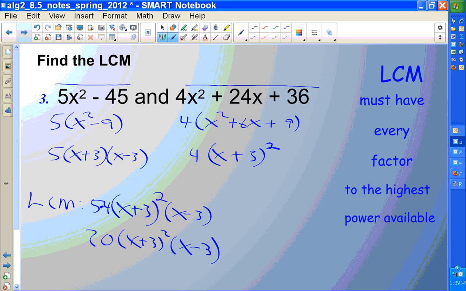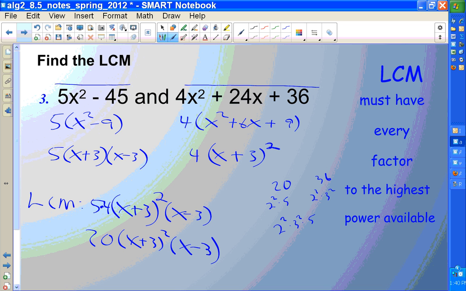If you have a 20 and a 36, you want to know what's the least common multiple, what's the smallest number they both go into. This is 2 squared times 5. This is 2 squared times 3 squared. Your LCM is going to have a 2 squared, a 3 squared, and a 5. Does that make sense? So you take every factor to the highest power.